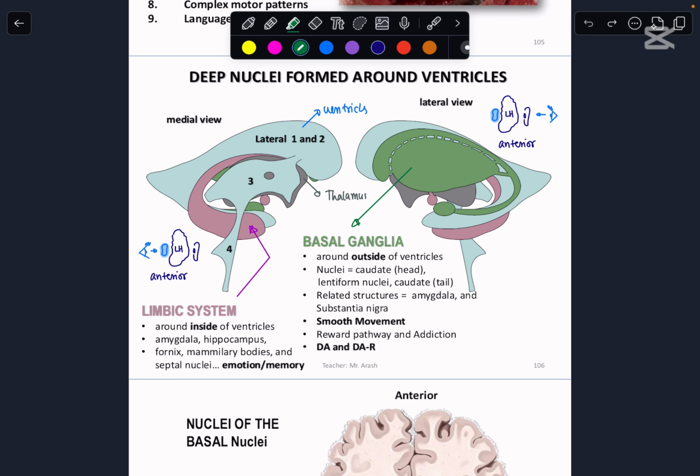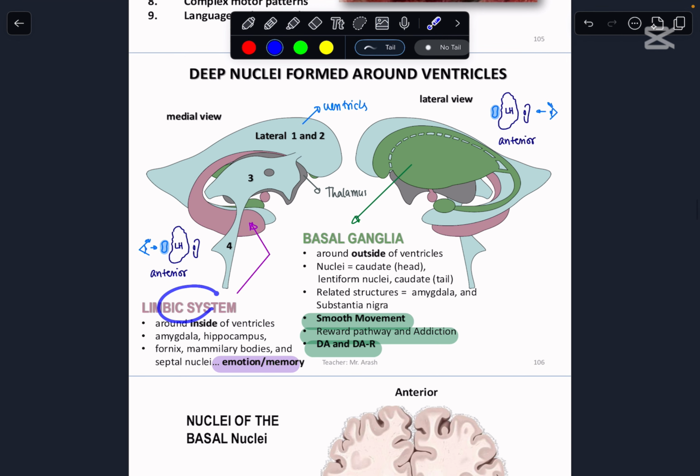So the smooth movement, as you can see, reward pathway and addiction pathway and dopaminergic sites. And you can see it's right outside the ventricles. Again, that's not as important. And then when we look at the functions of the limbic system, I want you to know that it's primarily responsible for emotion and memory. So limbic system, emotion, memory; basal ganglia, smooth movement, reward pathway, addiction pathway. Very important to understand those major functions for your test.